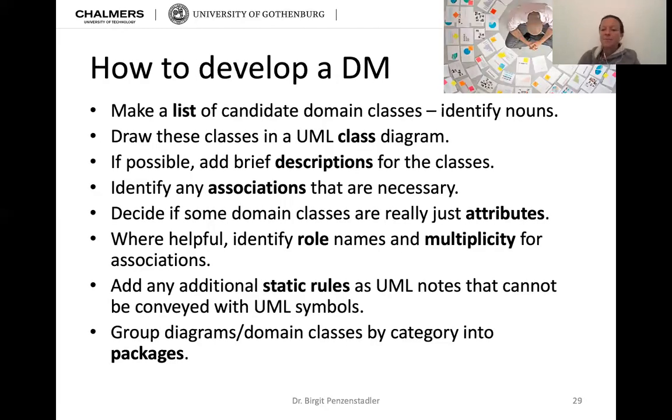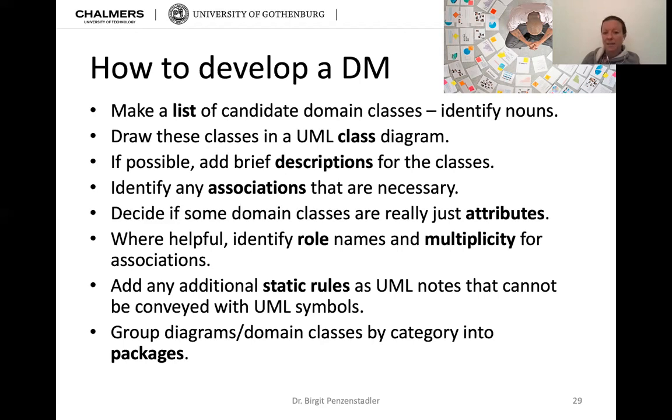So repeating or recapping how to develop a domain model. You make a list of candidate domain classes. And for that, you identify the nouns. You can just underline them either in a textual requirement specification or in your UML use cases, in your use case descriptions and the scenarios.